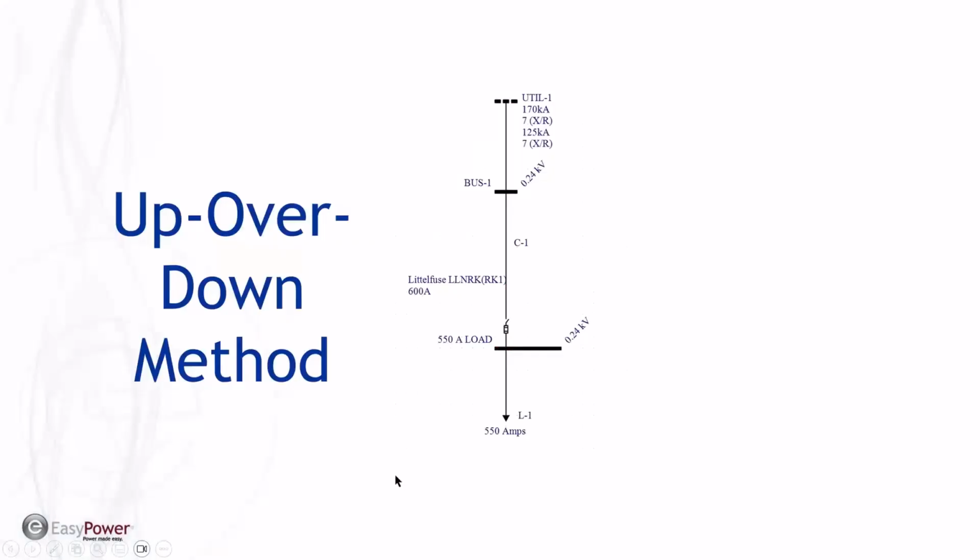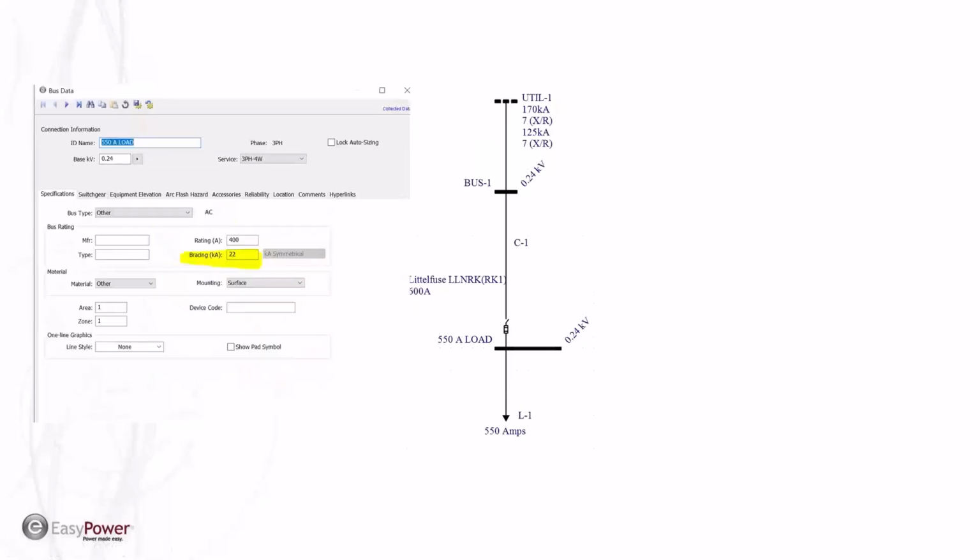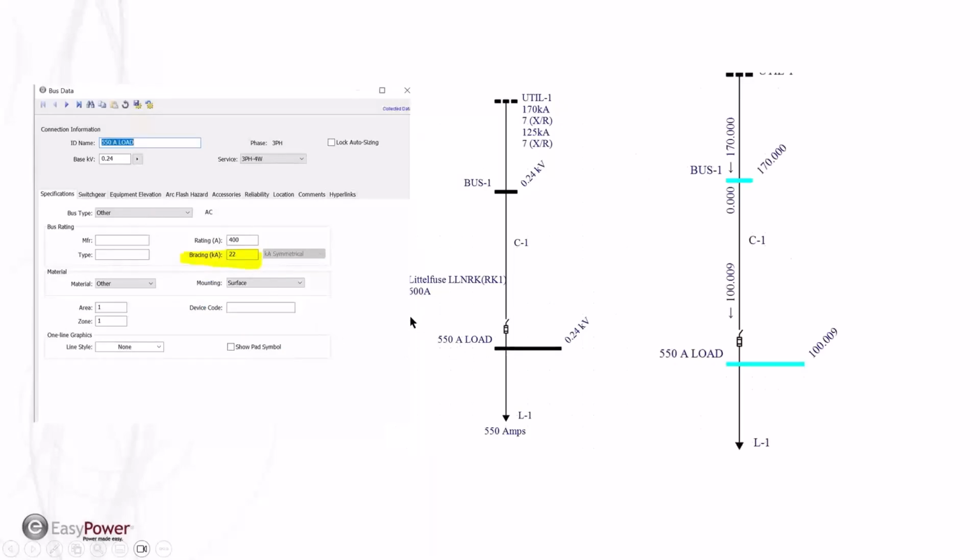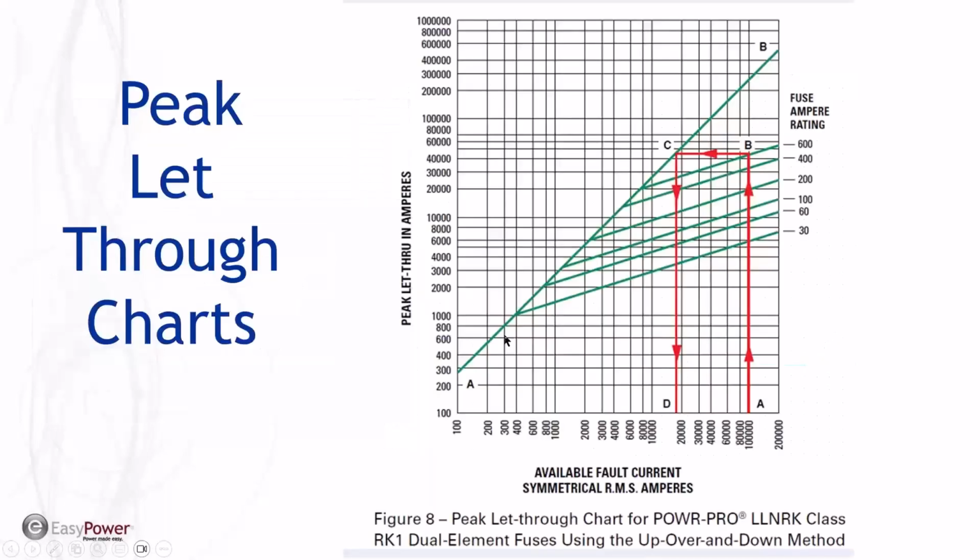Okay, this takes us back to the up over down method. And in this case, we have a downstream device that doesn't have a protective device in it, but it has an SCCR rating. In this case, it's rated for 22,000 amps on this particular panel. And we know it's going to receive 100,000 amp fault current if a fault occurs at that point. How do we deal with that based upon the up, over, down method?